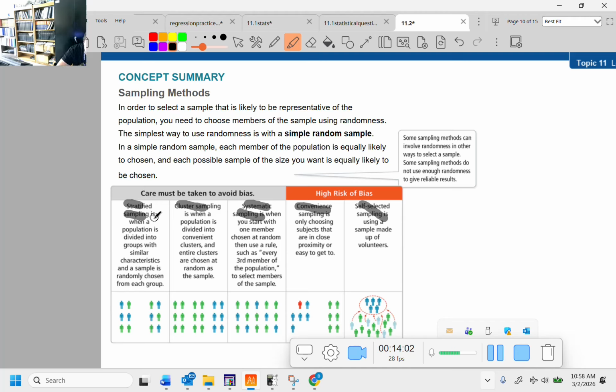Stratified is when a population is divided into groups that have similar characteristics, but then we randomly sample from each group. We had a population here of 12. They were split into two groups because these two groups are similar. Maybe it was boys and girls, but then we randomly picked 3 from each group. That's stratification.